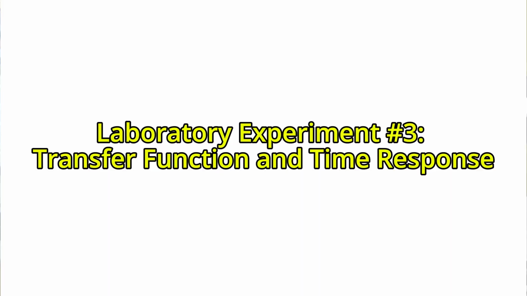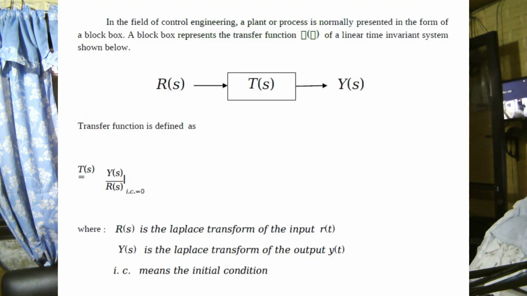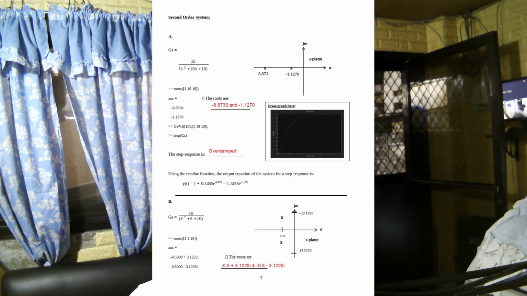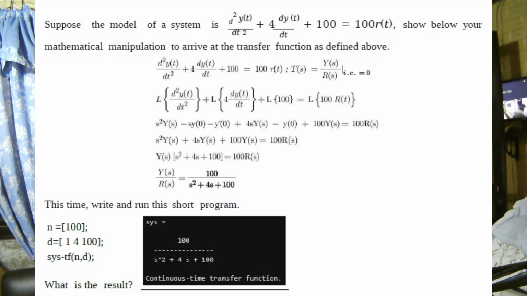For the third laboratory experiment, which involves transfer functions and time response, I focused on transfer functions, which are the mathematical link between inputs and outputs. By deriving and simulating second-order systems, I saw how damping, natural frequency, and poles shape system behavior. Using MATLAB, I compared manual Laplace transform solutions with automated step responses, confirming how the theory and simulation results align.